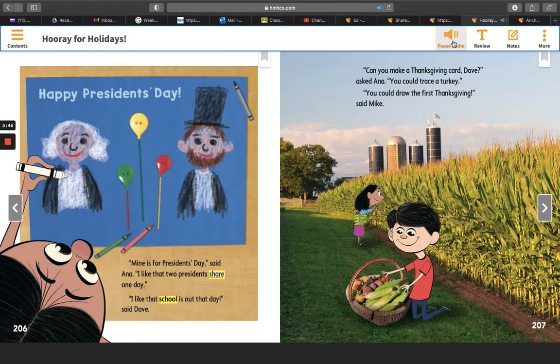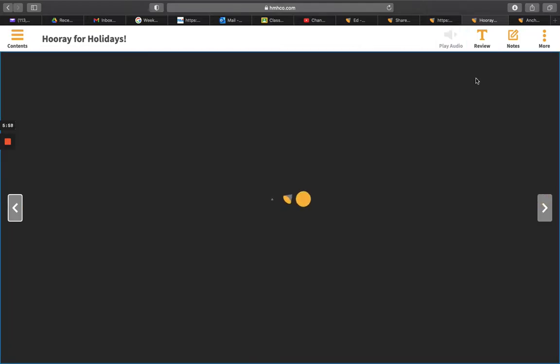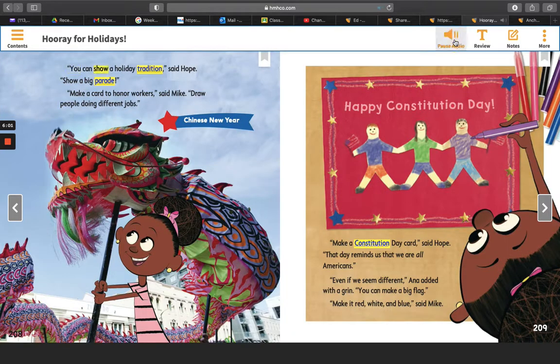I like that school is out that day, said Dave. Can you make a Thanksgiving card, Dave? Asked Anna. You could trace a turkey. You could draw the first Thanksgiving, said Mike. You can show a holiday tradition, said Hope. Show a big parade. Make a card to honor workers, said Mike. Draw people doing different jobs. Chinese New Year. Make a Constitution Day card, said Hope.